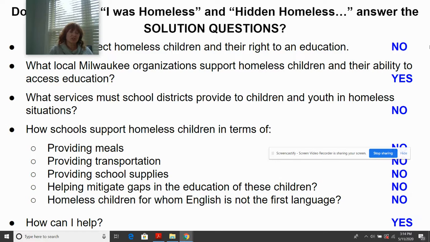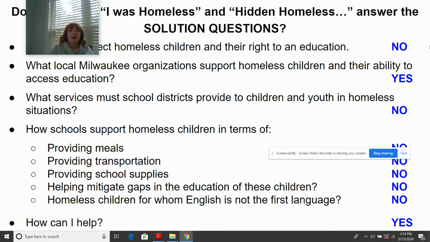Did I find some information about local Milwaukee organizations? Yeah, I did. I actually discovered that Milwaukee does have a branch of Coalition for the Homeless and Bound for Success. Did I find out specifically what services school districts need to provide to children and youth who are homeless? I did not. Did I find out how we're supporting homeless children in terms of meals, transportation, school supplies? Nope, nope, nope.